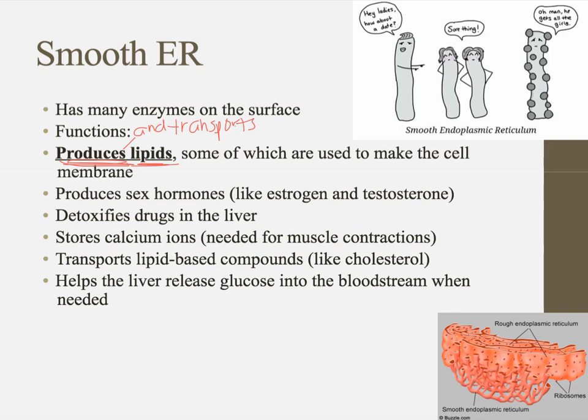Those lipids can be used for a variety of reasons, and so you may want to jot a couple things down. Those lipids could be used to make the cell membrane, okay, and they could be used to make hormones. Hormones, not all, some, are lipid-based, okay, so all of those lipids are going to be produced by the smooth ER.